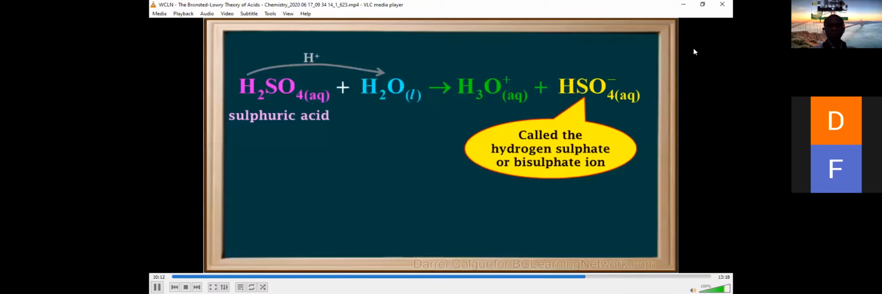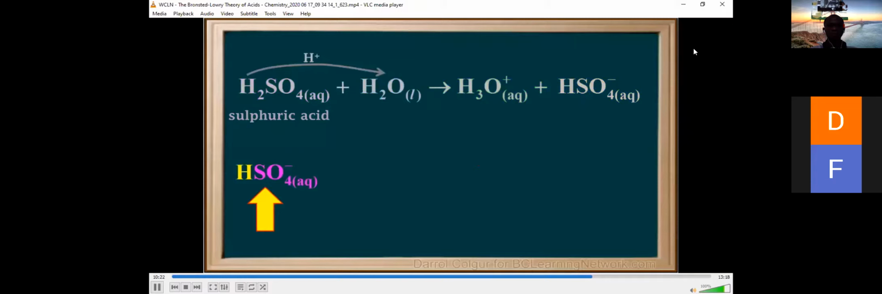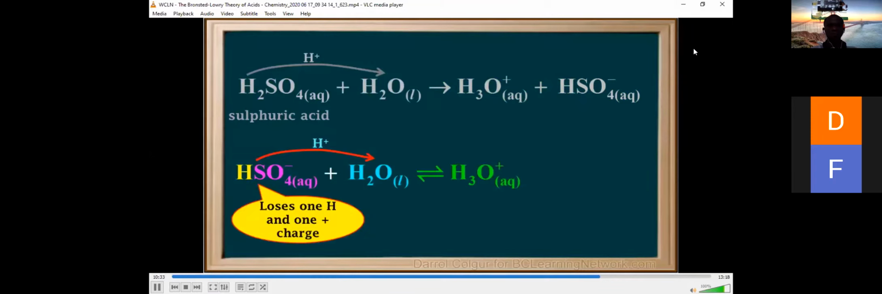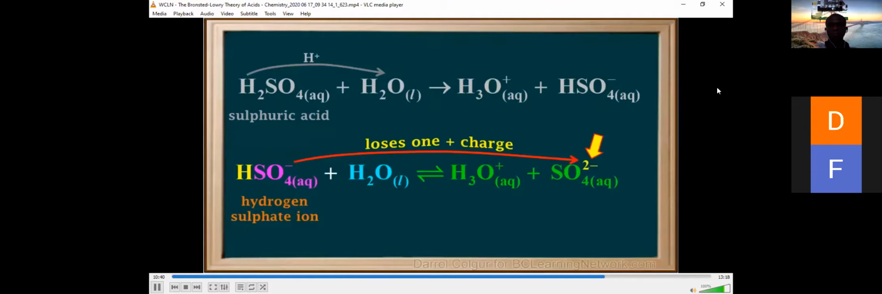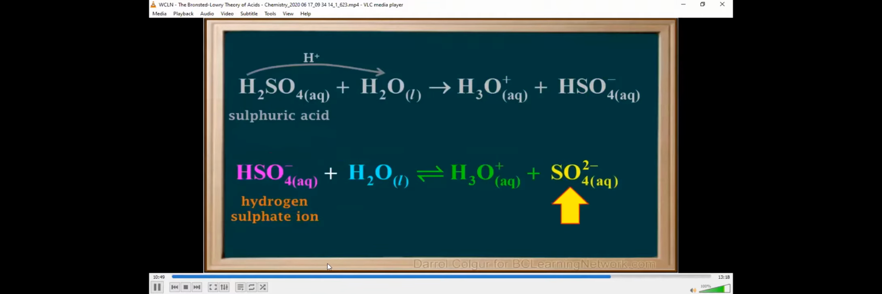So in the second step of the ionization of sulfuric acid, the HSO4 minus will react with water and donate its proton to water, which would produce another hydronium ion. The HSO4 minus loses a proton, so it loses one hydrogen and one positive charge. So it will be left as SO4. And losing one positive charge will cause its charge to go down one, from -1 to -2, or 2 minus. The product SO4 2 minus, or sulfate ion, does not have any hydrogens to donate. So this is the last step in the ionization of sulfuric acid.